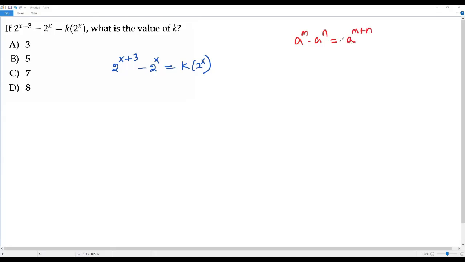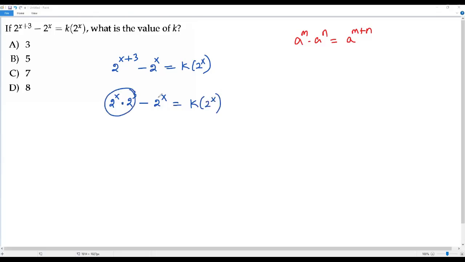Now we can consider the product rule of exponents in reverse order. That is, when the exponent has two values added, we can take the base a separately for each, and multiply the results, as we have on the left side over here. So the same thing we can do in our problem. That is, we can take this base 2 for this x and 3, and multiply the results. That is 2 to the x power times 2 to the third power minus 2 to the x power equals k times 2 to the x power.